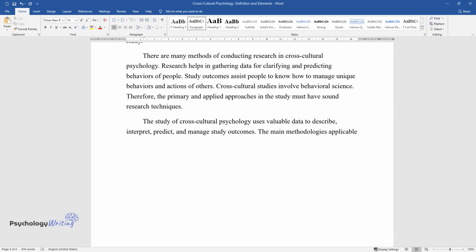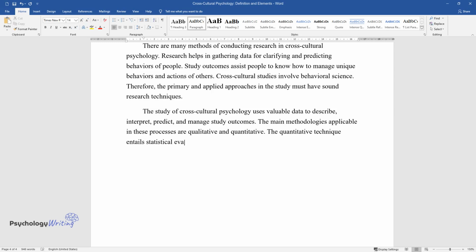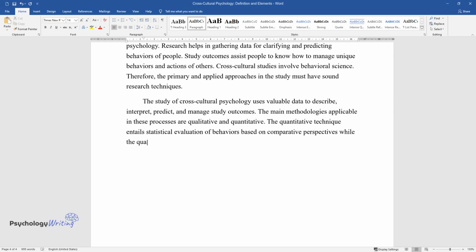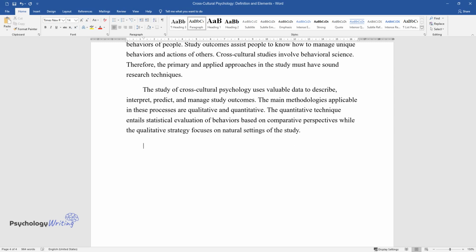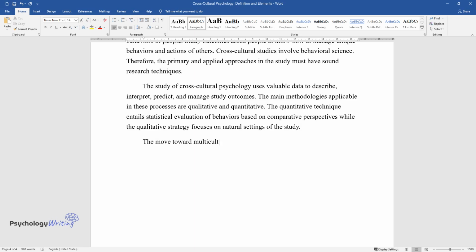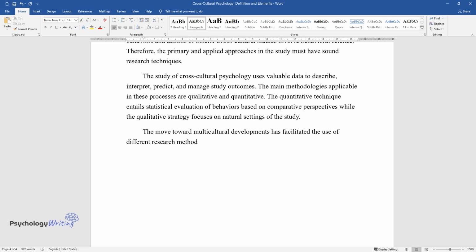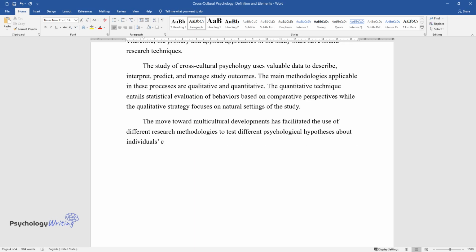The main methodologies applicable in these processes are qualitative and quantitative. The quantitative technique entails statistical evaluation of behaviors based on comparative perspectives, while the qualitative strategy focuses on natural settings of the study. The move toward multicultural developments has facilitated the use of different research methodologies to test different psychological hypotheses about individuals' cultural diversity in different cultural contexts.